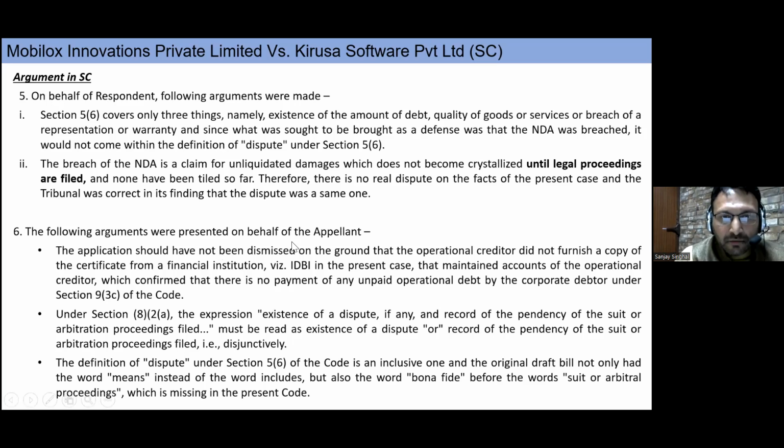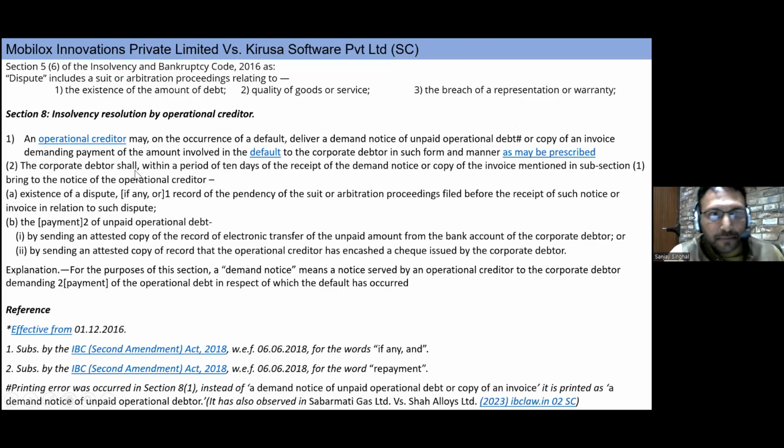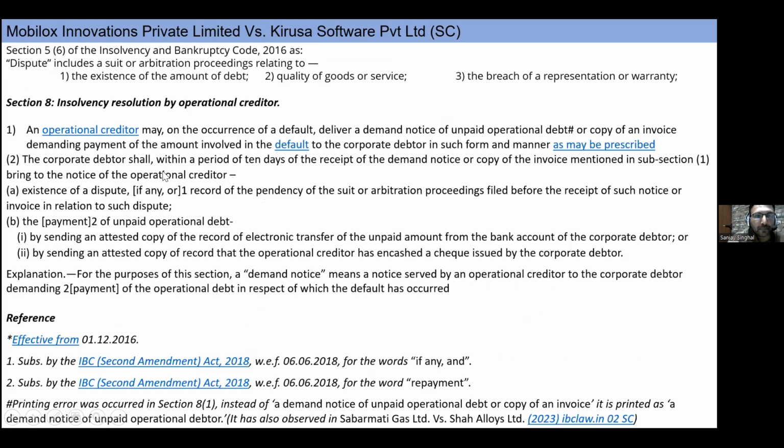So the counter argument on behalf of the appellant, Mobilex, is that if you ignore the first, which is a disparate aspect, we go directly to the second argument: that under section 8 subsection 2, the existence of a dispute, if any, and the record of pendency of the suit or the arbitration proceeding must be read as existence of a dispute. Basically, if we refer to section 8 subsection 2, which I have mentioned in this slide, section 8, insolvency resolution by the operational creditor, subsection 2: the corporate debtor shall, within a period of 10 days of receipt of the demand notice or the copy of the invoice mentioned in subsection 1, bring to the notice of the operational creditor the existence of a dispute.